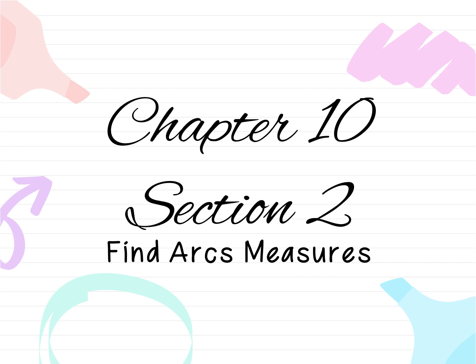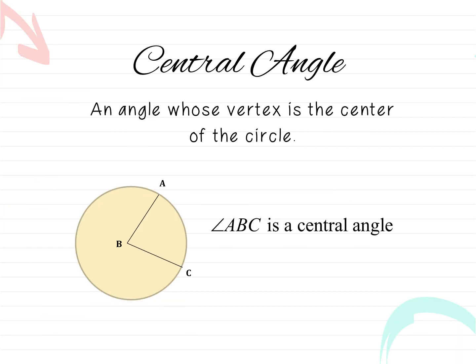So today we're going over chapter 10, section 2, find arc measures. This is a lot more vocabulary for the circles. We have the central angle. It's an angle whose vertex is the center of the circle. So ABC, that angle is a central angle.